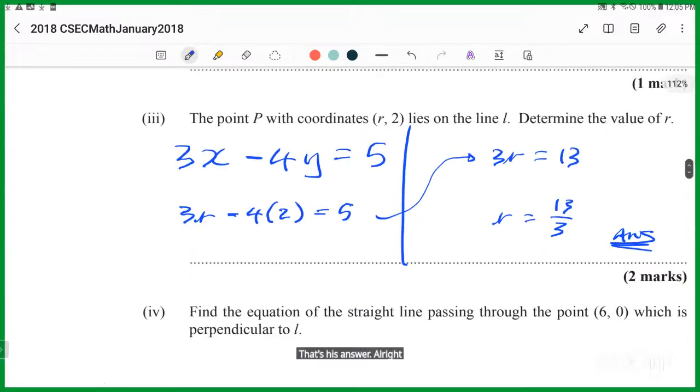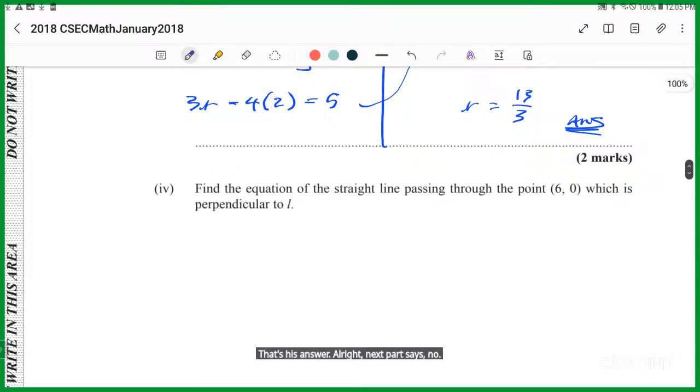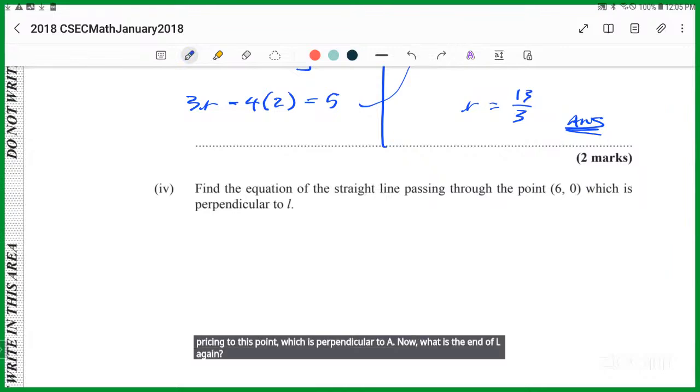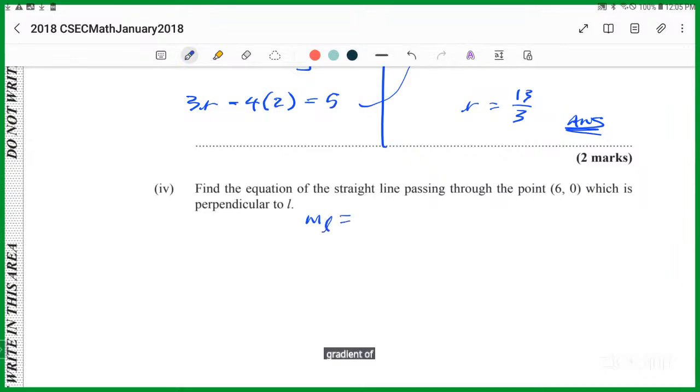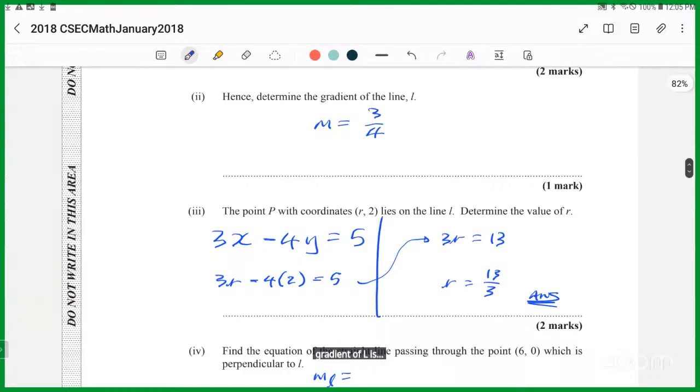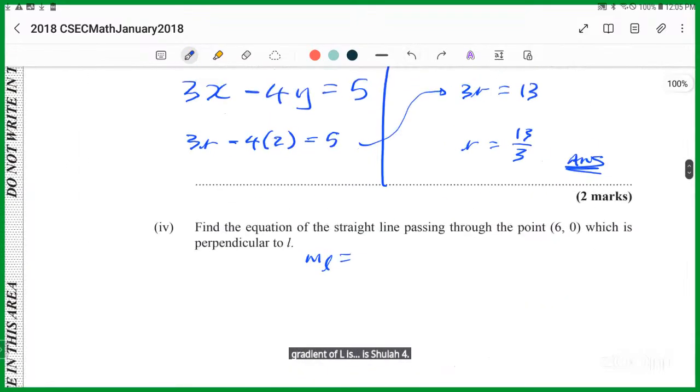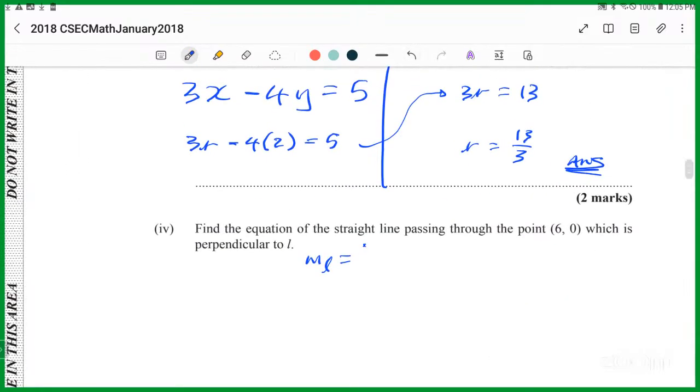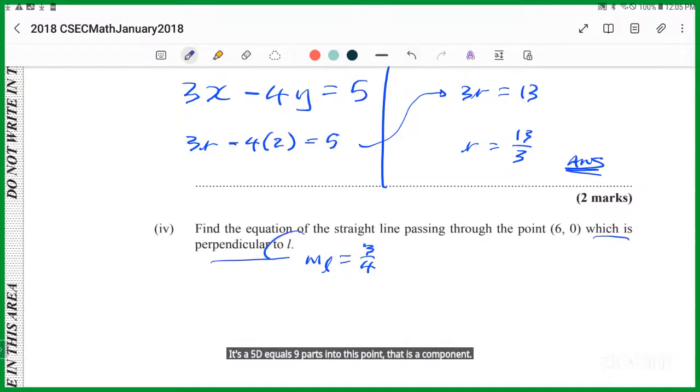Alright, next part says now find the equation of a straight line passing through this point which is perpendicular to L. Now what is the gradient of L again? The gradient of L is 3 over 4. We're trying to find the perpendicular line through this point, right? Because I want the perpendicular line, we need the perpendicular gradient.